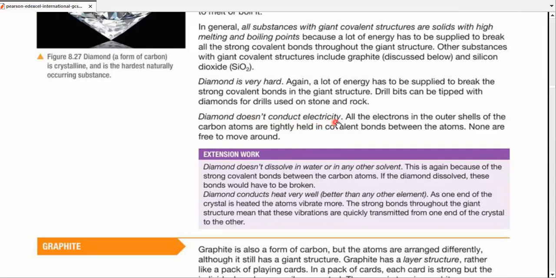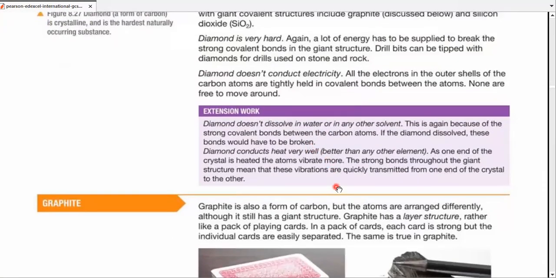Diamond does not conduct electricity because all the electrons of outer shells of carbon atoms are tightly held in covalent bonds and they cannot move around. As there are no ions and electrons to freely move, the current cannot be carried, hence diamond does not conduct electricity. Diamond doesn't even dissolve in water or any other solvent. This is again because of the huge lattice, a lattice that is made up of strong covalent bonds.